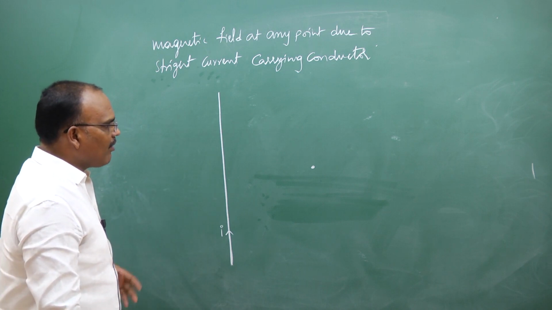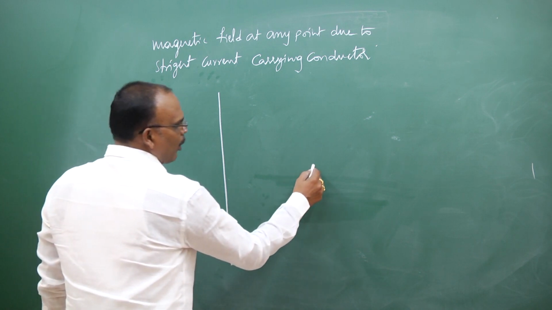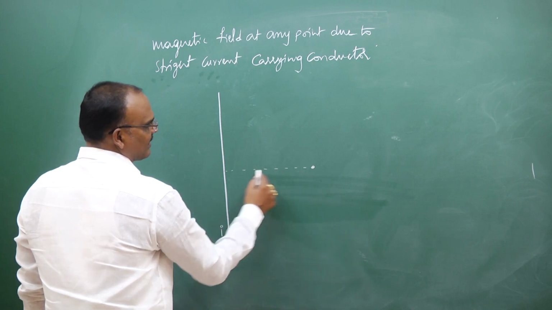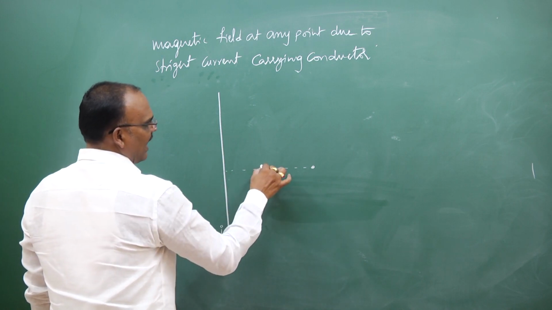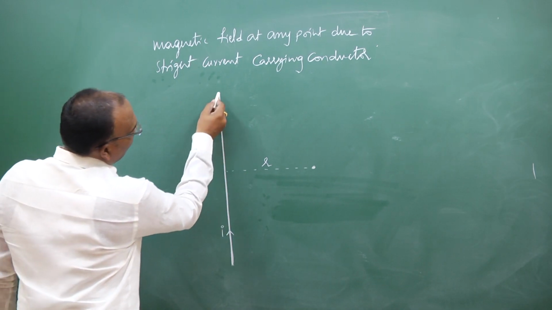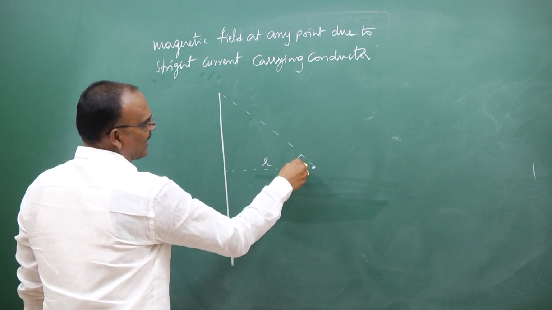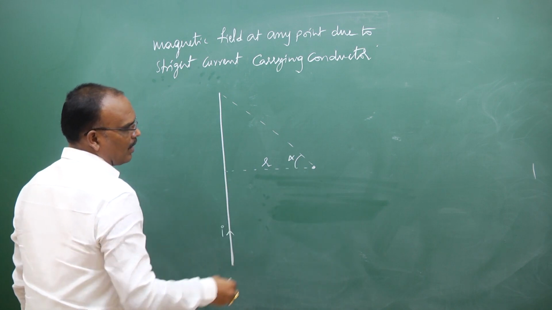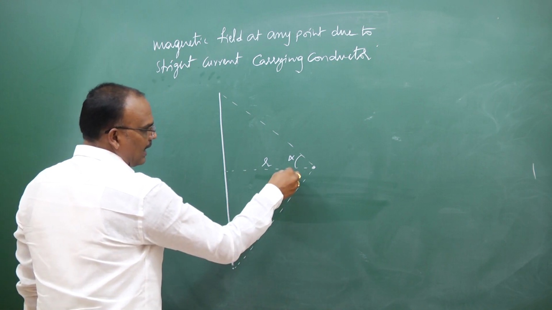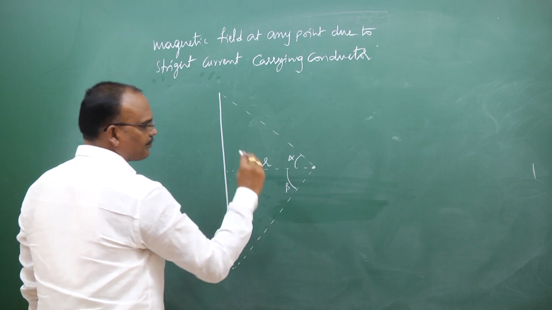Usually in Biot-Savart Law, when we select a point, we should draw a normal onto the conductor. We should draw a normal, the perpendicular distance. This is say R. After that, we need to join the ends of the conductor, which makes an angle alpha. And you have to join the other end of the conductor. That angle is beta. This angle is beta.